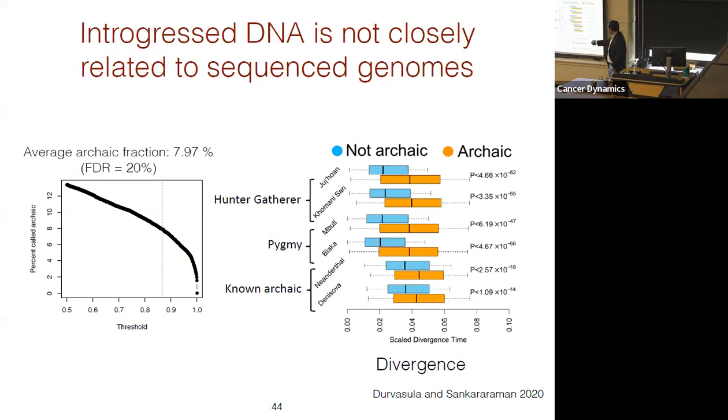And what we find is when we look at these archaic ancestries and compare them to the non-archaic, the archaic ancestries tend to be much more diverged compared to the non-archaic, including when we compare them to Neanderthals and Denisovans. So this would again be consistent with this phenomenon of a ghost archaic introgression.